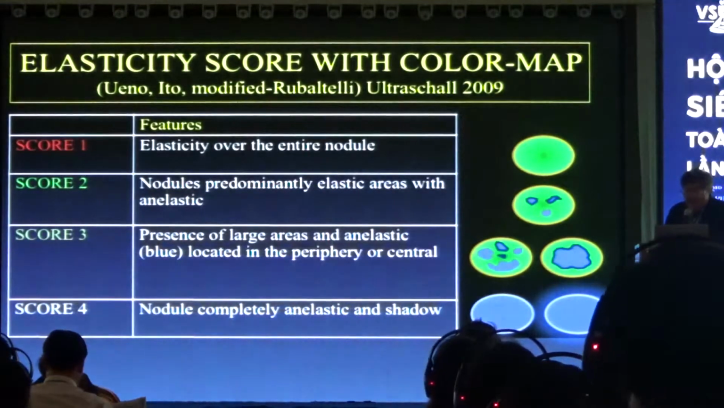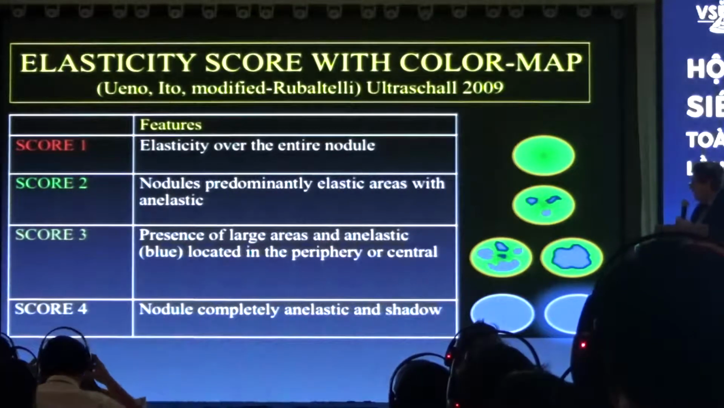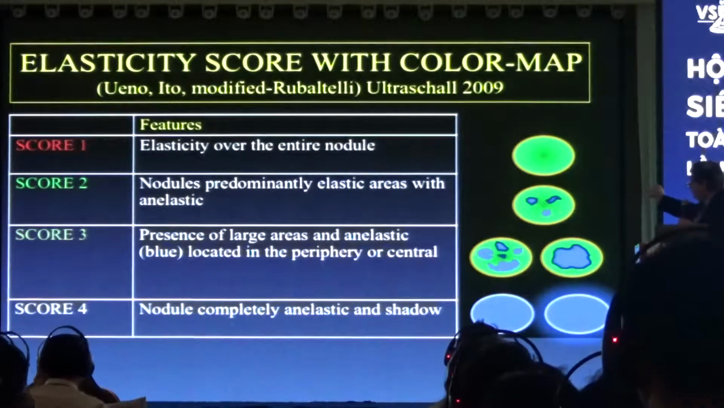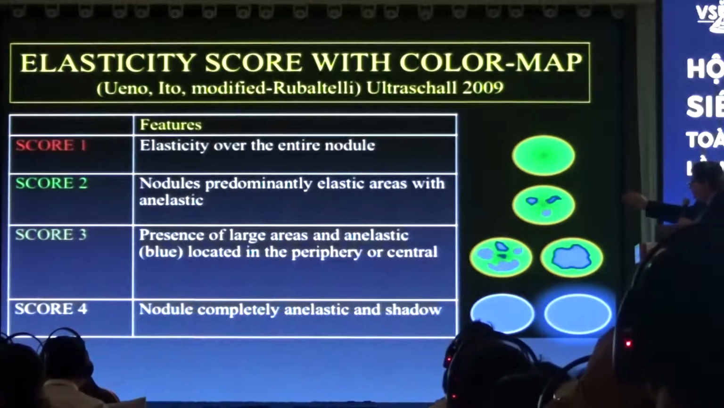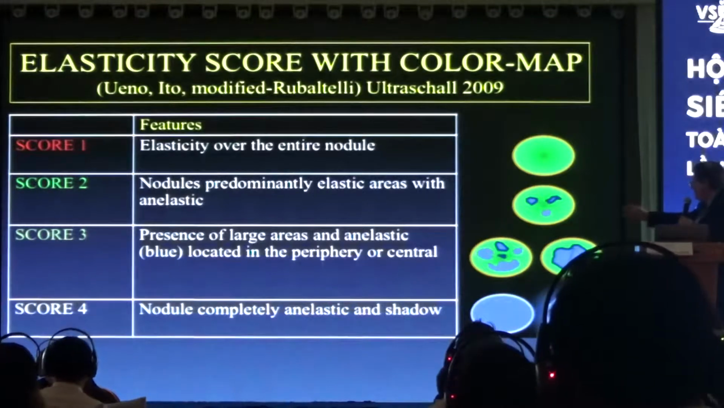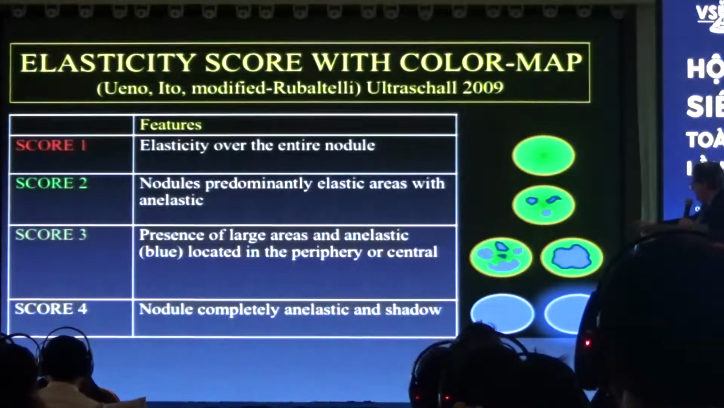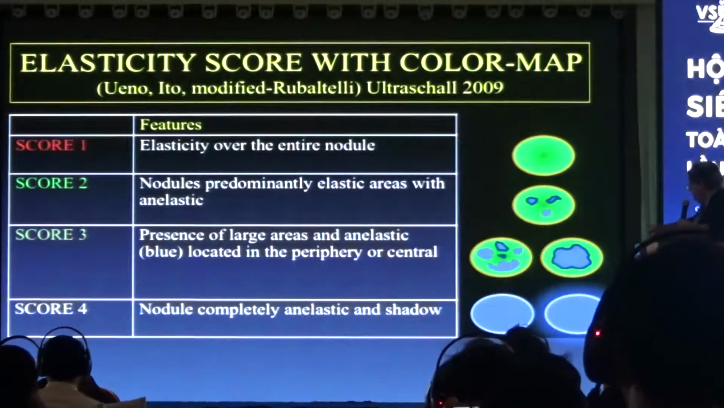And again, Asteria has this 4-point color scale, where 1, the lesion is very soft throughout the nodule. 2, the nodule is predominantly soft with some stiff areas. 3, there's a presence of a large area of stiffness. And 4, the nodule is completely stiff.